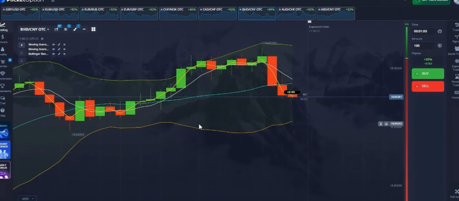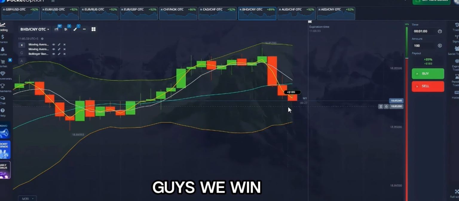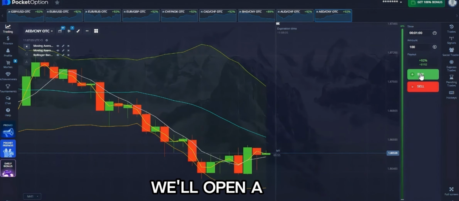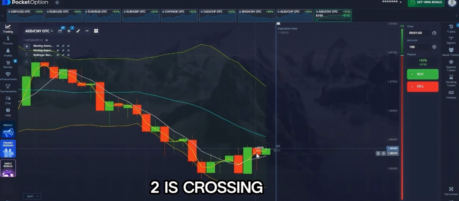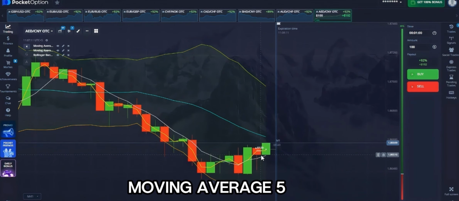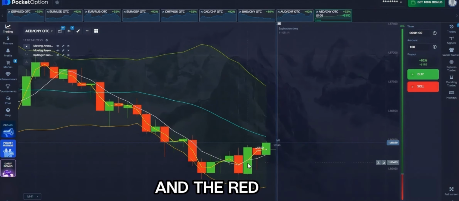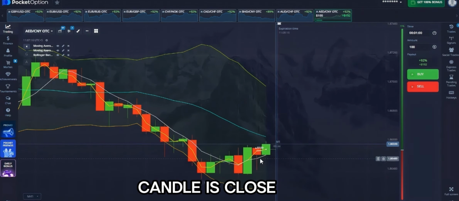Guys, believe in the trade. We'll open a trade here because moving average 2 is crossing moving average 5, and the red candle is closed below moving average 5.